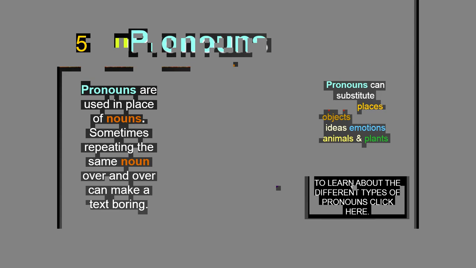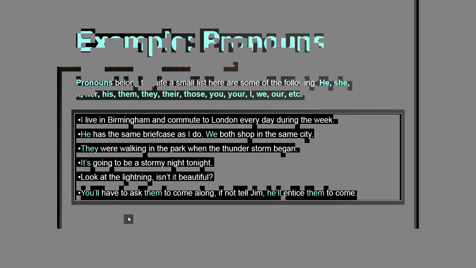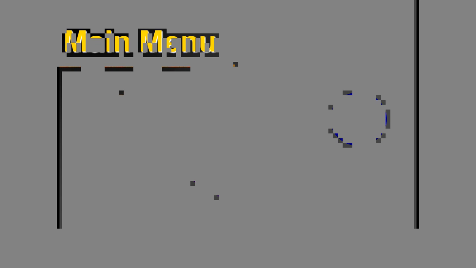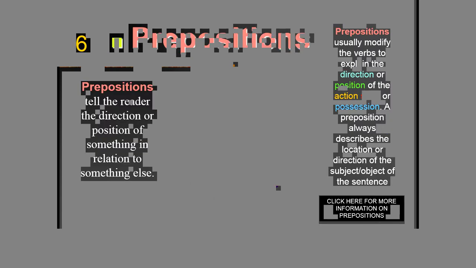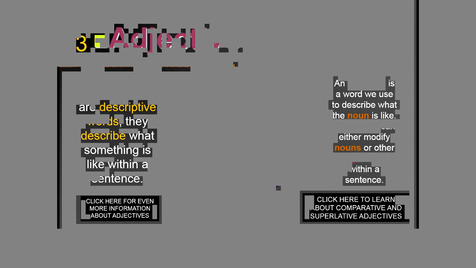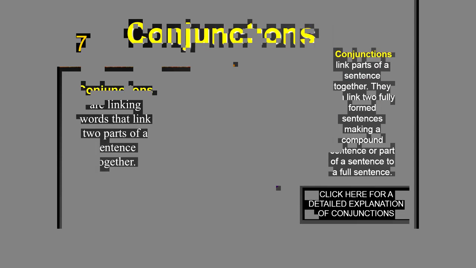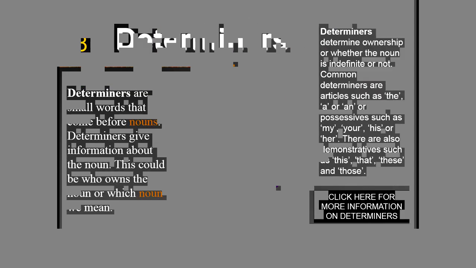Pronouns, again more information, and just like every area, you've got your examples and you've got your test. Right. After pronouns, we've got prepositions. Again, I won't go into each area. You've got adjectives, and we've got prepositions. After prepositions, we've got conjunctions, and after conjunctions, you've got determiners.